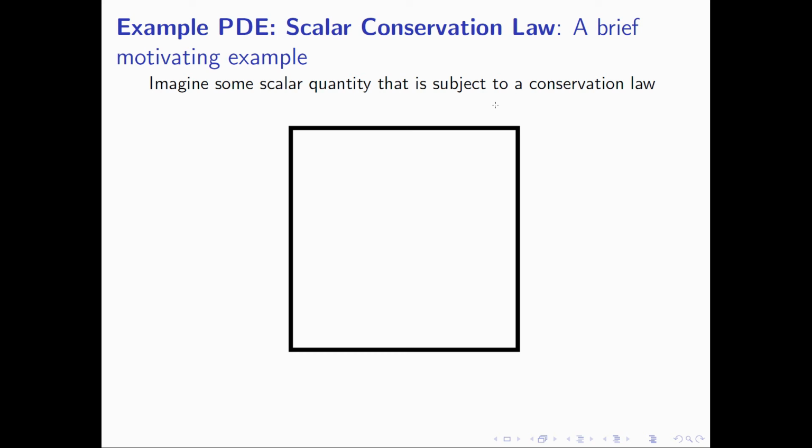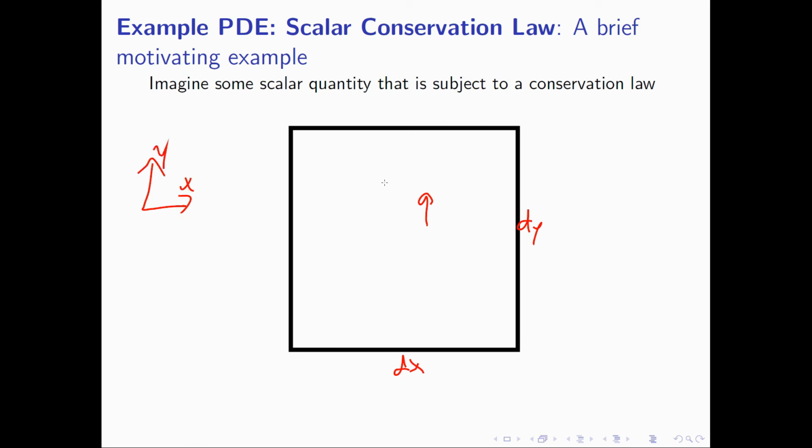To provide an example physical situation, imagine we have some sort of scalar conservation law. So this would consist of some sort of scalar quantity, call it Q, that is explicitly conserved. This could be something like energy or momentum, as an example. So imagine that we have a differential element with a side length of dx by dy. So this is in the xy plane.